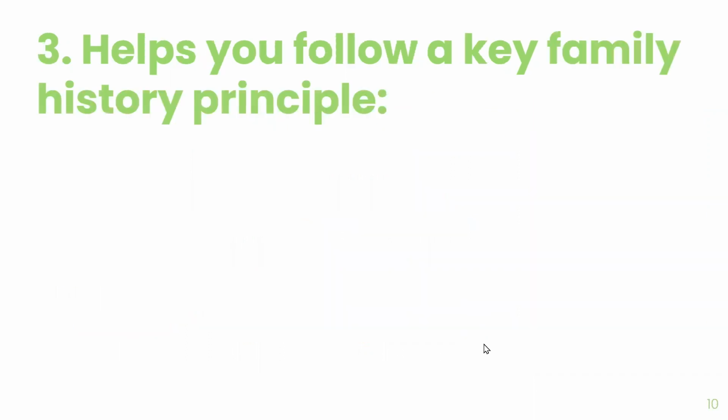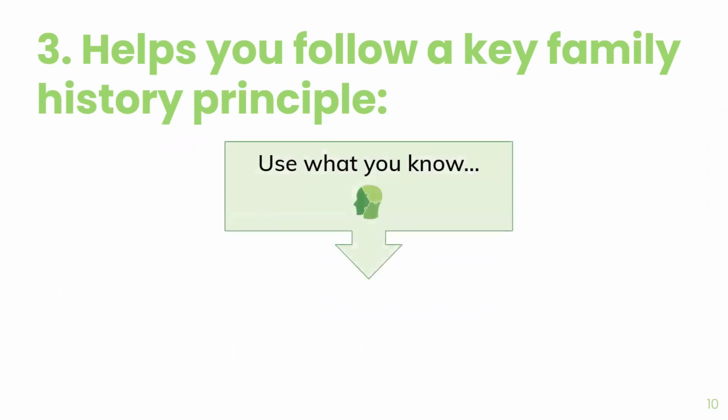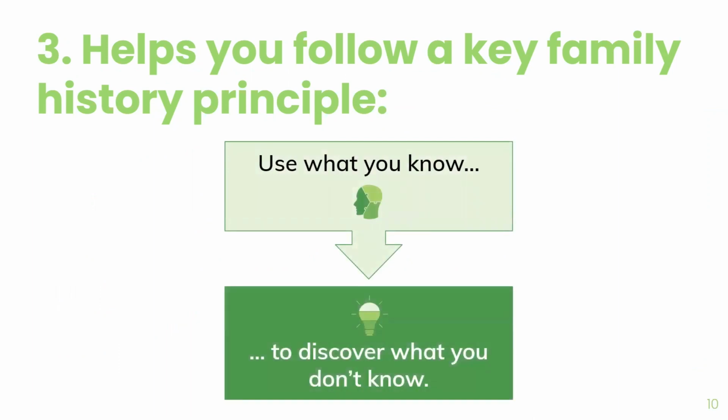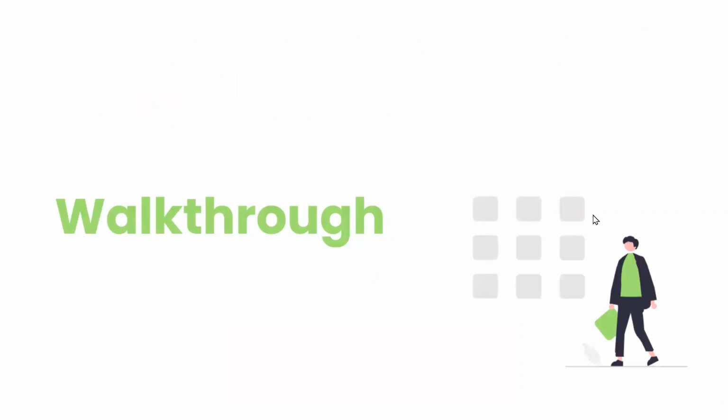The last thing that the timeline grid can do for you is to help you follow a key family history principle, and that is to use what you know to discover what you don't know. And whenever I get lost when I'm doing family history, it's because I've forgotten that principle. So we're actually going to see how that principle comes into play as we do our walkthrough. So let's go ahead and start that.